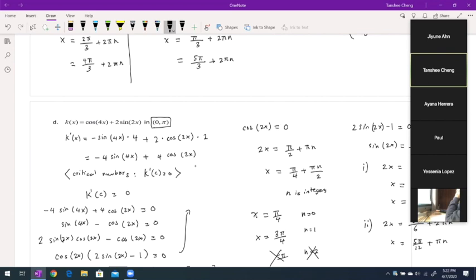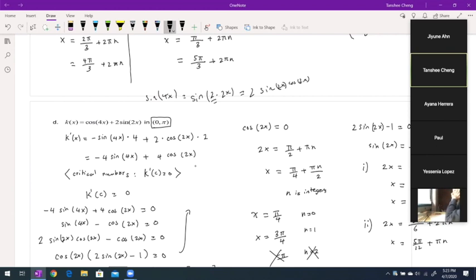So sine 4x, you need to be able to see that as the double angle formula: sine of 2 times 2x. So this is the double angle formula for sine. That's how I get 2 sine 2x cosine 2x. Using the identity, that's how I move from sine 4x to 2 sine 2x cosine 2x, and that allows me to see that I can factor out cosine 2x. Okay with this so far?